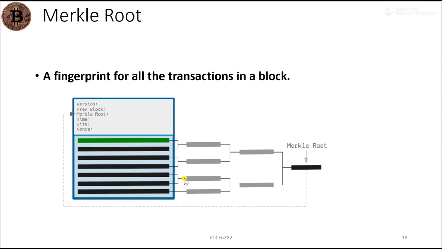So we just pair them together and create their hashes, and then these hashes are further paired together and create hashes on the next level until you reach the top level, where the top level is called the Merkle root, which contains the information about all the transactions in the block.